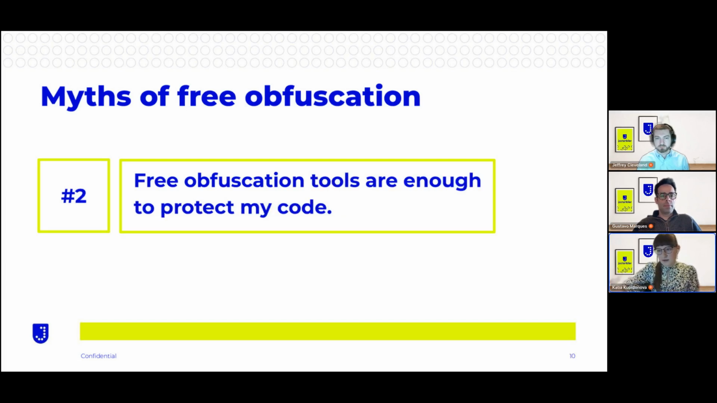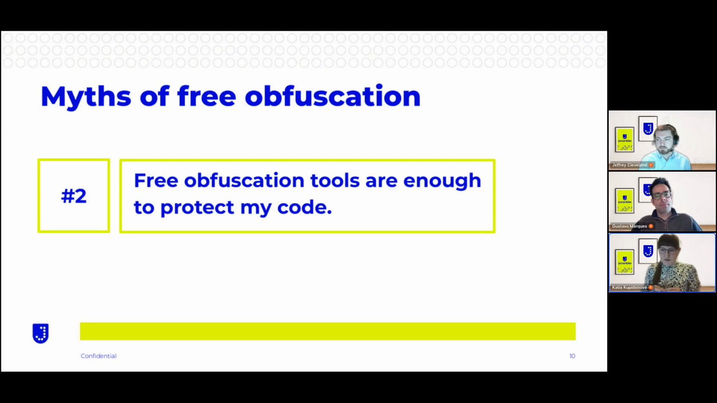Another one, myth number 2, is free obfuscation tools are enough to protect my code. Well, some people believe that by using a free obfuscation tool, their code will become immune to attacks and threats. However, it is important to remember that obfuscation is only one layer of protection, and it does not offer complete security, and it does not protect you from all kinds of threats.